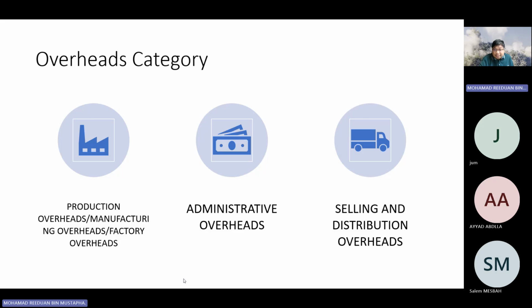And then overhead categories. We have the production overhead, also called manufacturing overhead or factory overhead, and then we also have the administrative overhead and the selling and distribution overhead. So these are the three main categories that overhead is attached to.